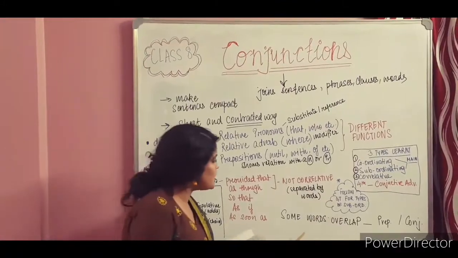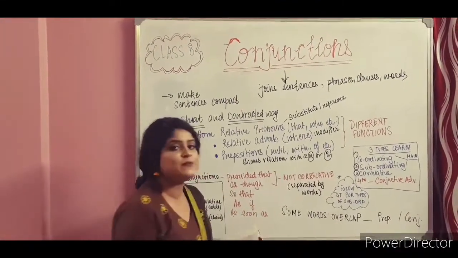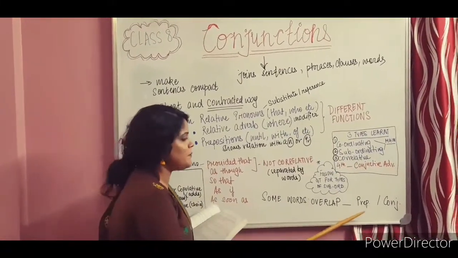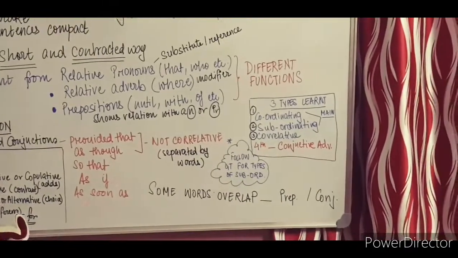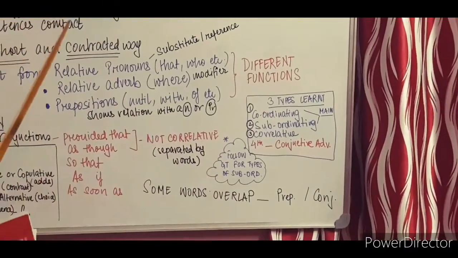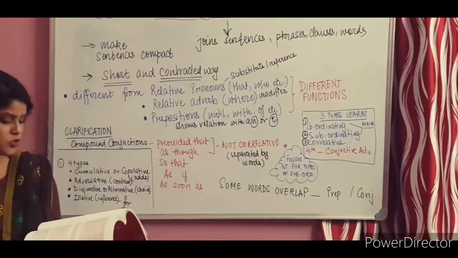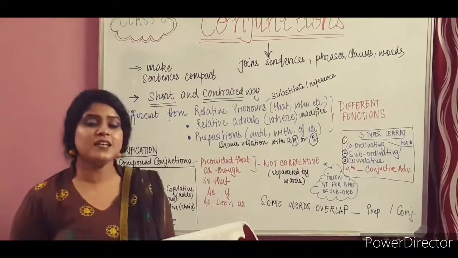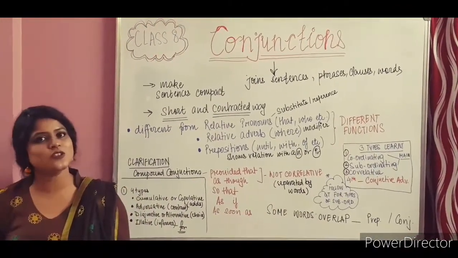Now there are some words that overlap. What do I mean by this? Some words overlap, which means that they can be used as a preposition or also as a conjunction. For example, I give you these. Stay till Monday. This is a preposition. But we shall stay here till you return. Two ideas are presented, so it's a conjunction.